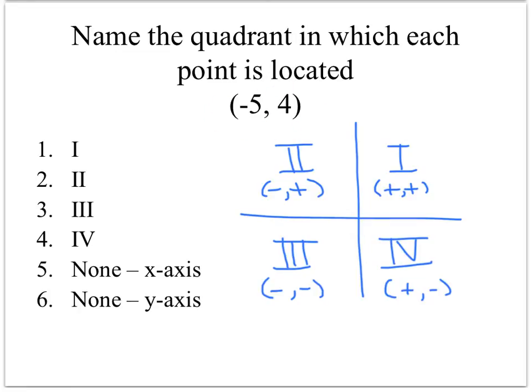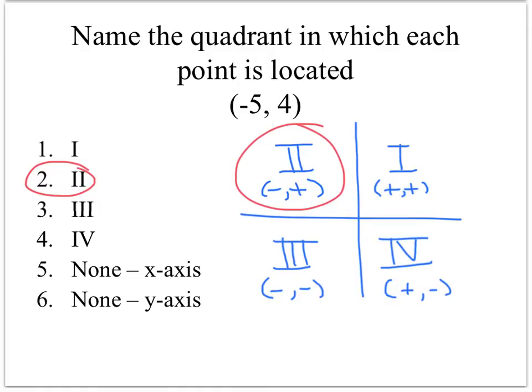We're looking at the point negative 5, 4. You can see that the x coordinate is negative and the y coordinate is positive. If I'm looking at my coordinates, that would fall under the second quadrant. We're looking right here. Quadrant 2 has a negative x coordinate and a positive y coordinate.